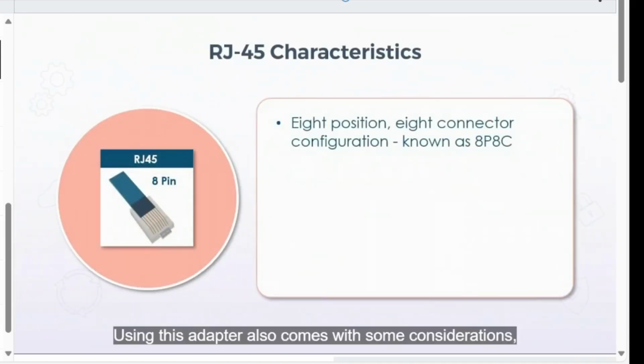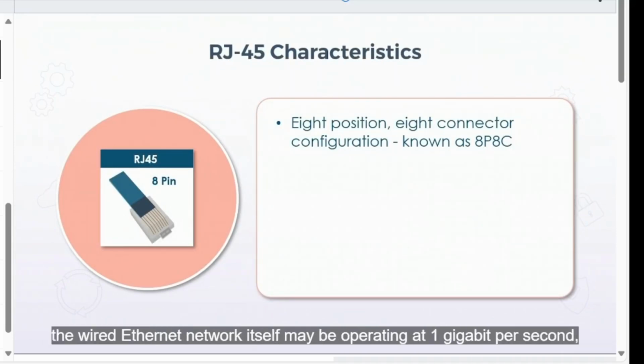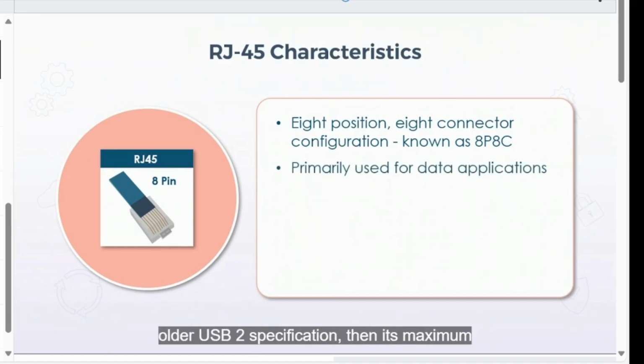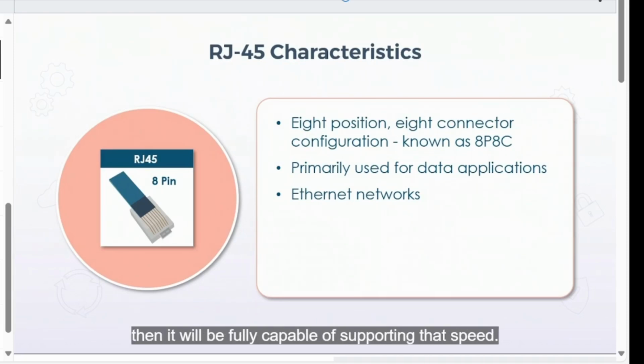Since there are 8 wires and 8 pins or connectors in use in the RJ45 and its associated cabling, its configuration is referred to as 8-position or 8-pin, 8-connector, or 8P8C. And this is used almost exclusively for data applications on Ethernet networks. Although I should point out that many phones, particularly in an office environment these days, also use RJ45 connections and Ethernet cable, because they're voice over IP phones.